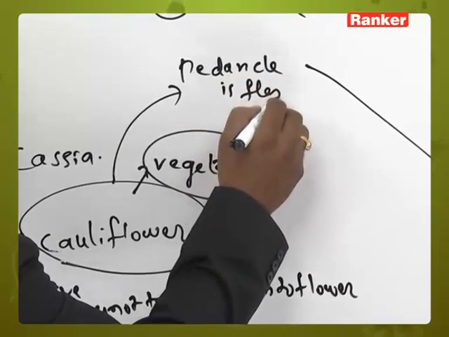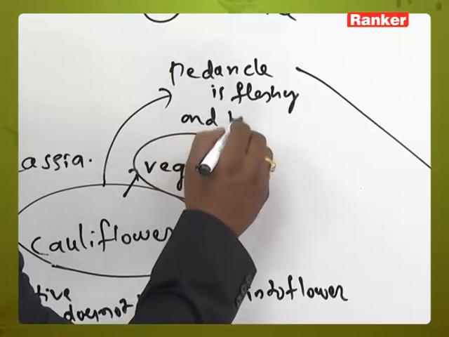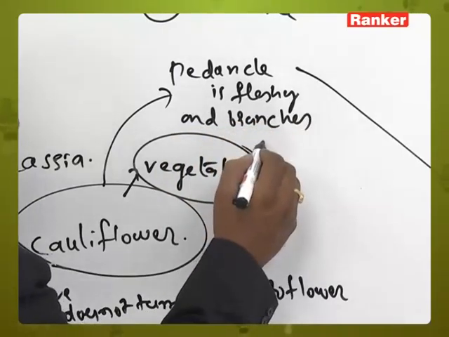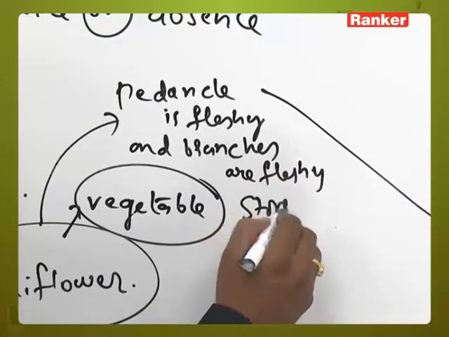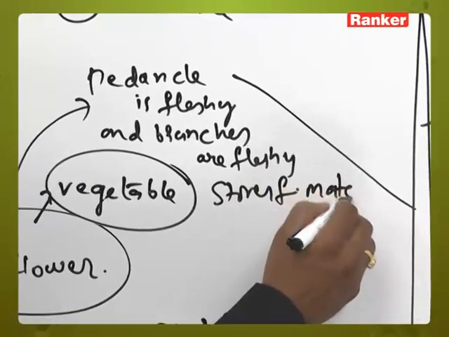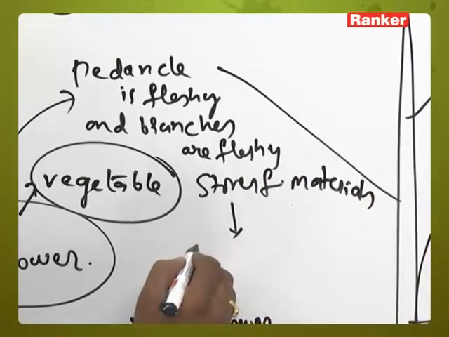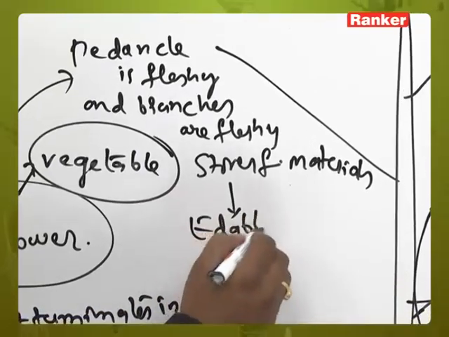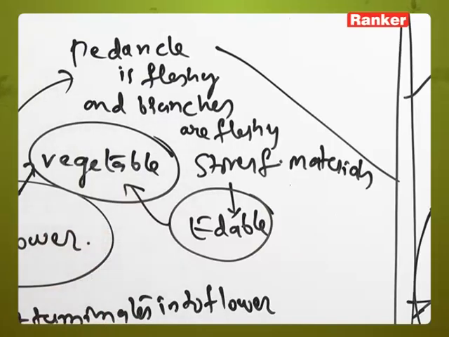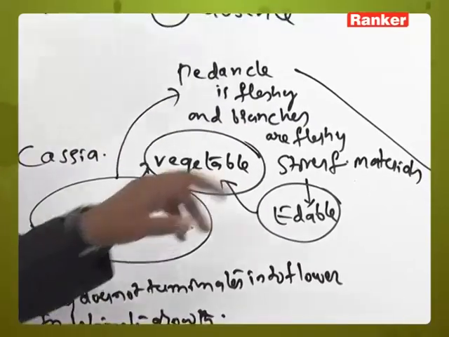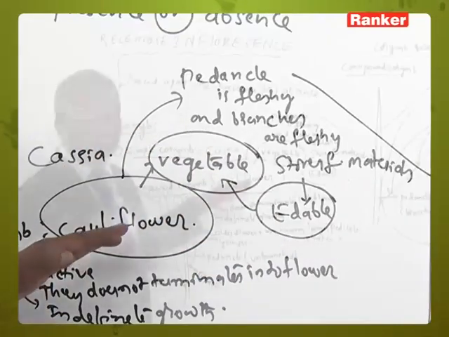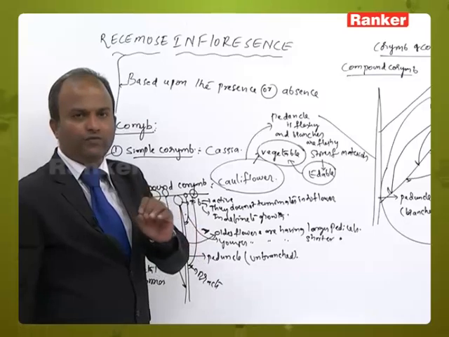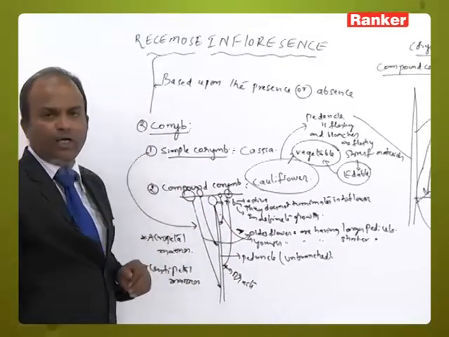is fleshy, and the branches are also fleshy. Peduncle and branches are fleshy and store food materials. So they are eatable, and that's why they are utilized as vegetable. That means in cauliflower, the peduncle is fleshy and the branches are also fleshy, and they are storing food materials which can be eaten. That's why the plant cauliflower is utilized as a vegetable. So this is about the corymb inflorescence.